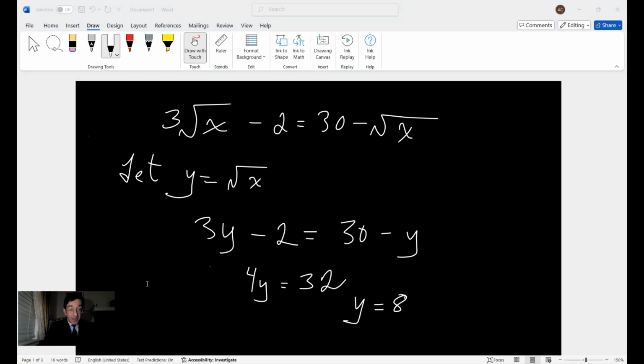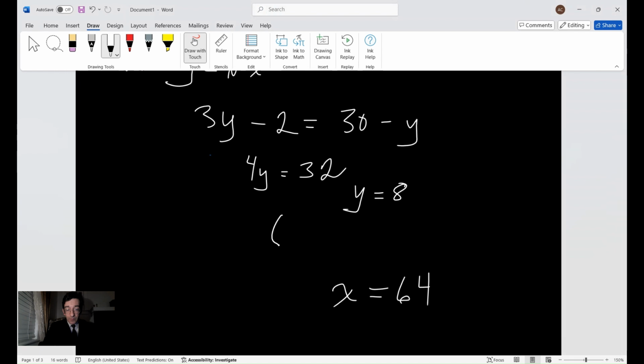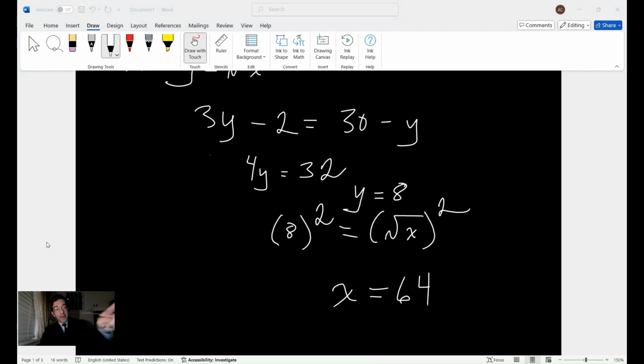But of course, that is not the answer, right? We have to find x in the original problem. So now you can put your value for y into y equals radical x. Now you can solve this, right? If you notice that 64 has a square root of 8, you can square, once again, both sides of the equation. So now you have 8 squared, and then you've got your radical x squared. And that gives you the solution you were looking for. Radical x squared is equal to x.